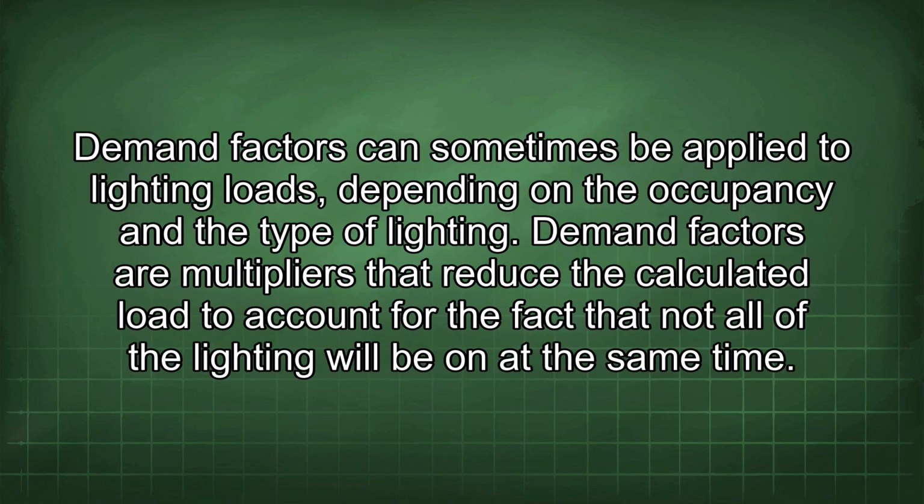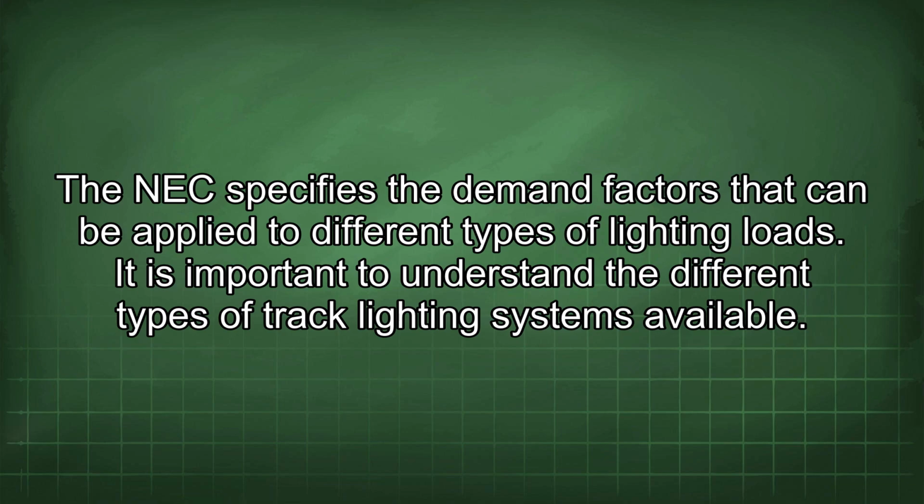Demand factors can sometimes be applied to lighting loads depending on the occupancy and the type of lighting. Demand factors are multipliers that reduce the calculated load to account for the fact that not all of the lighting will be on at the same time. The NEC specifies the demand factors that can be applied to different types of lighting loads. It is important to understand the different types of track lighting systems available.